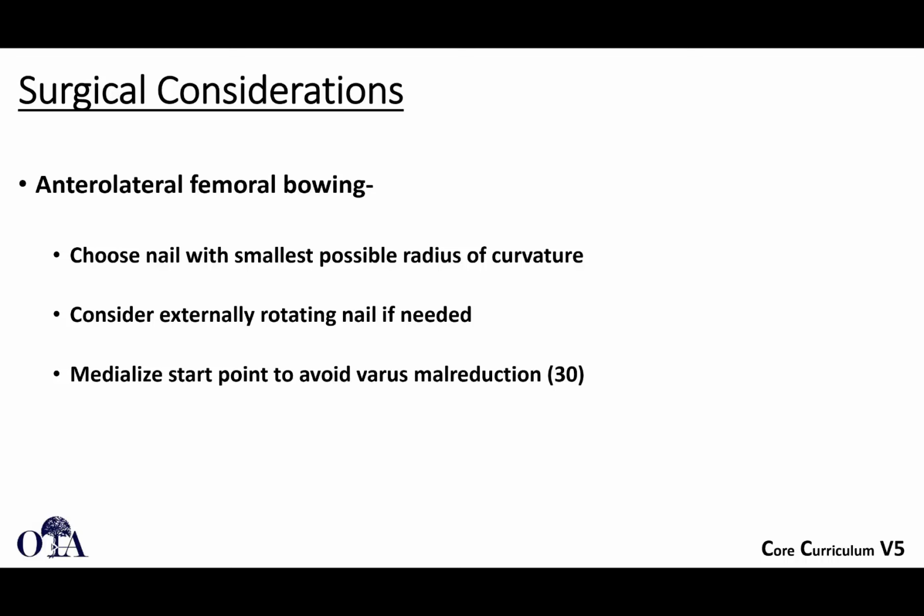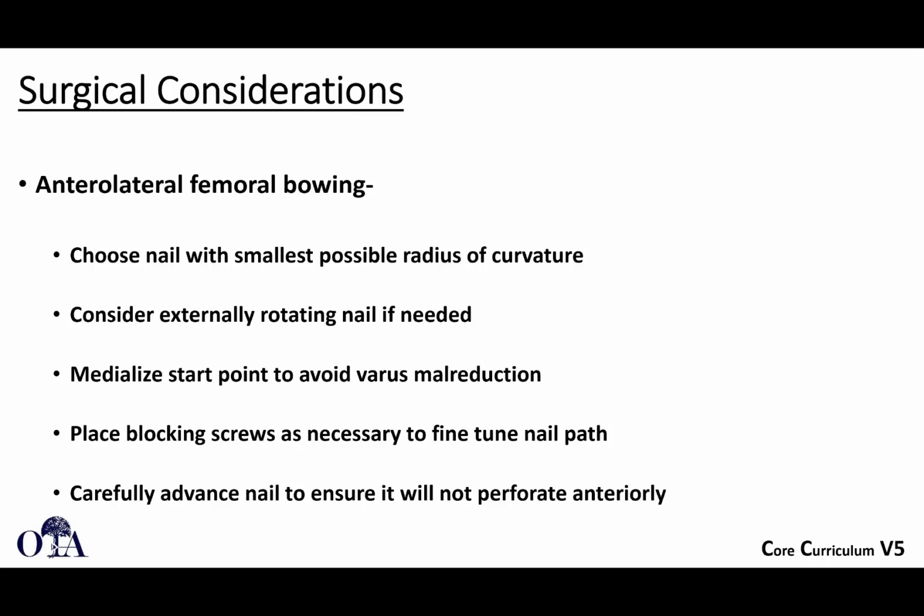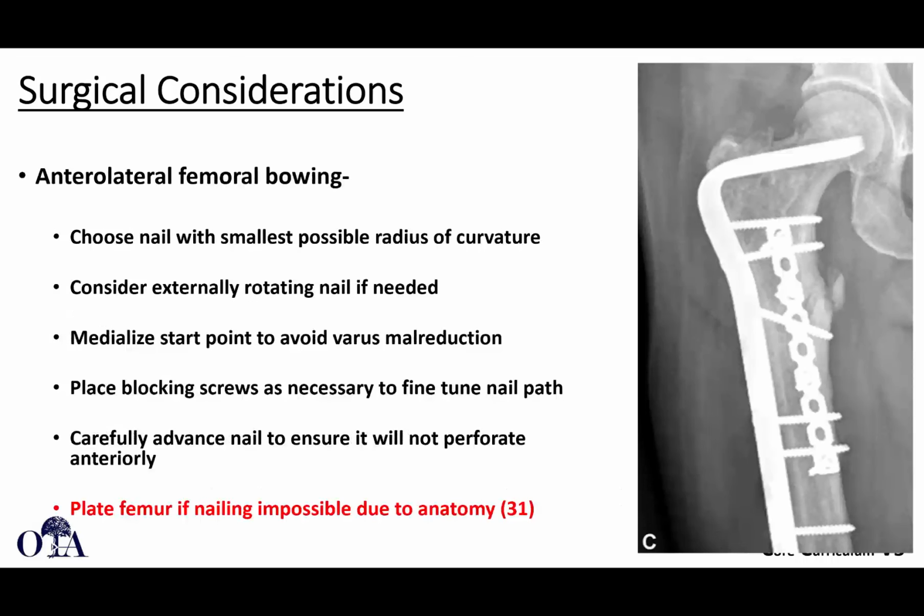and accommodate for patients' bowed femur. So consider externally rotating the nail a little bit if needed, and just keep in mind when you do that where your interlocking screws and your proximal locking screws are going to be. You may have to medialize the start point to avoid varus malreduction. That's going to be done often with subtrochanteric femurs anyway. You may need to use blocking screws more frequently. And you just have to carefully advance the nail, especially when you have bowing, to make sure you don't perforate anteriorly, distally.